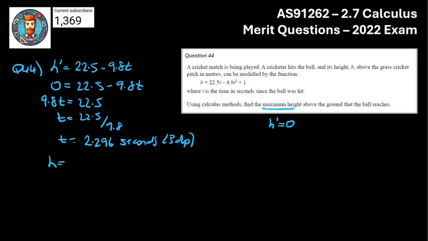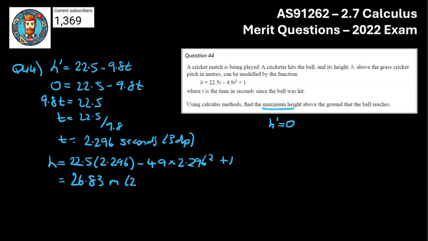So our height is going to be equal to 22.5 times 2.296 minus 4.9 times 2.296 squared, and then plus 1. Putting that all into your calculator, I'll do it all in one go instead of bit by bit, that's 26.83 meters, and that there I rounded to 2 decimal places.